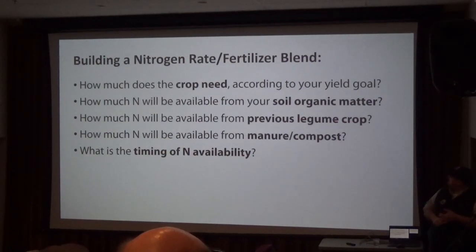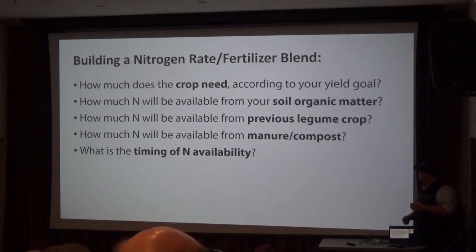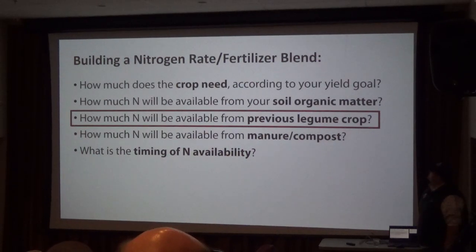How much nitrogen is going to be available from that previous legume crop? How much coming from manure and compost? What's the timing of nitrogen availability? So when's it going to release and be available to the crop? These are all important considerations. The one I want to talk about particularly today is how much nitrogen is available from the previous legume crop.